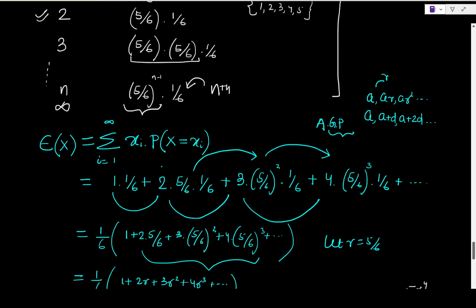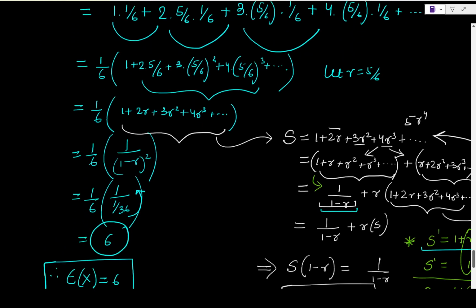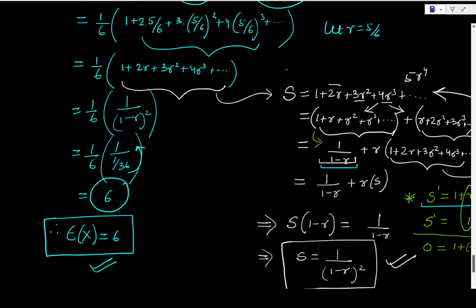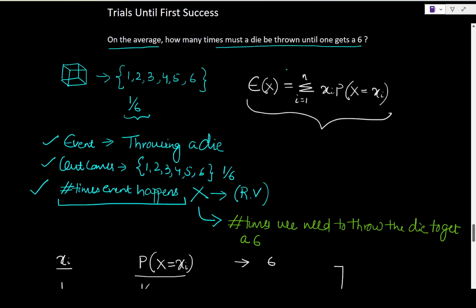What was our random variable? It was this: the number of times you need to throw the die to get a 6. So the expected value for that, the probabilistic mean for that, on average how many times we need to do that, turns out to be 6. This is the entire solution and an application of the grand idea, that is probabilistic expectations.